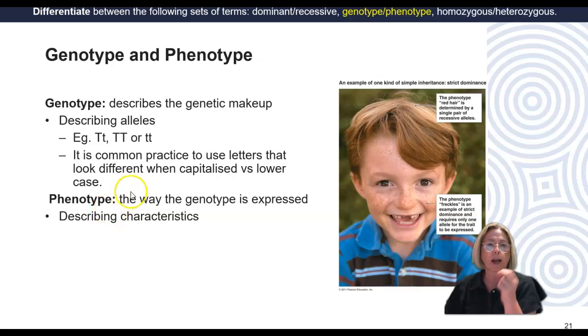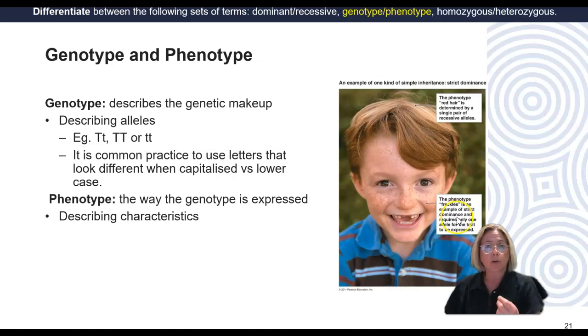So it describes the characteristics of something, all right? Easiest way to look at it here is looking at the phenotype. So what somebody looks like for a particular trait. Now you can see here the phenotype here is red hair, and it's determined by a single pair of recessive alleles. So if we say H for hair, we would have two lowercase h's to describe that red hair there, okay? The phenotype here you can see is freckles as well.